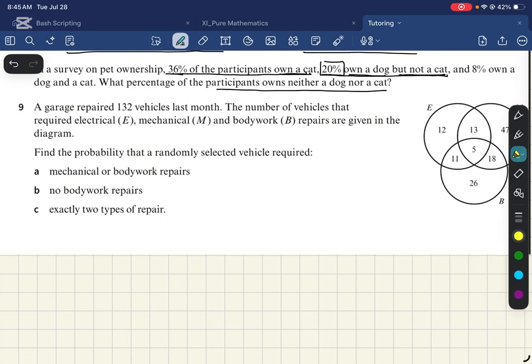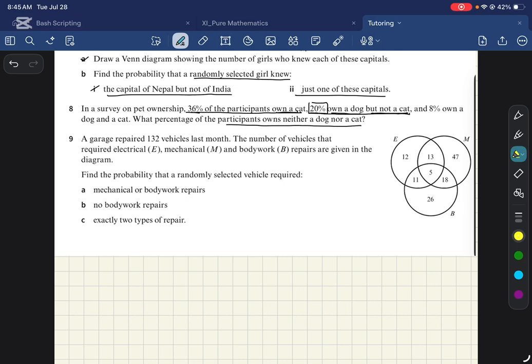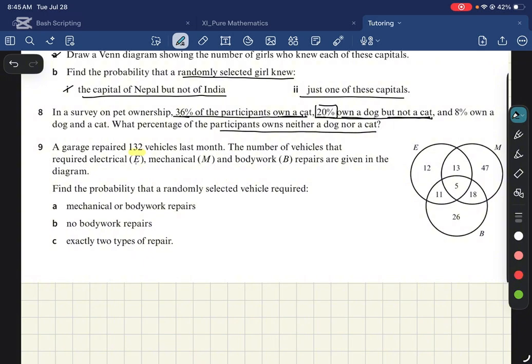Question 9. So you have a Venn diagram of 3 sets now. A garage repaired 132 vehicles last month, so your denominator is going to be 132. The number of vehicles that required electrical, mechanical, and bodywork repairs are given in the Venn diagram. Find the probability that a randomly selected vehicle required mechanical or bodywork repairs.